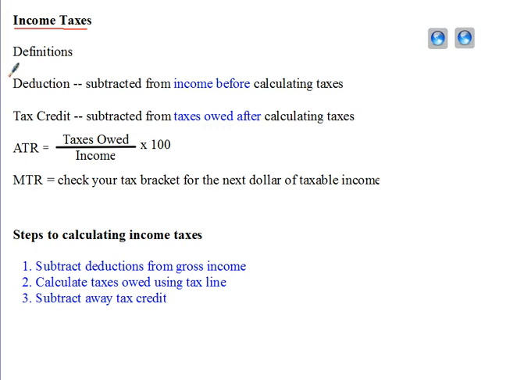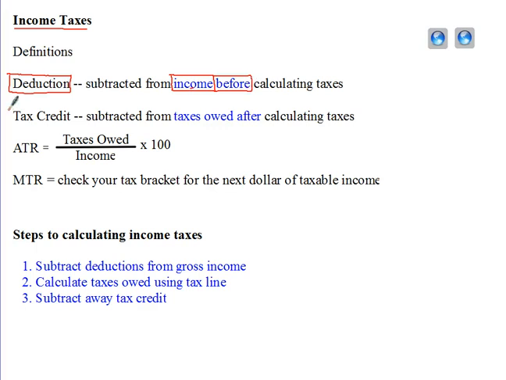And the first definition is a deduction. What is a deduction? I'm just going to talk about the mathematics part of this. A deduction is something that gets subtracted from your income before calculating your taxes. Those are the two key parts of a deduction: it gets subtracted from your income, and it gets subtracted before you calculate your taxes.